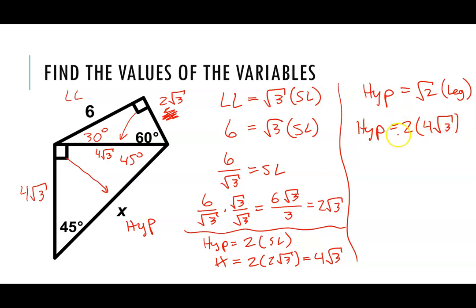Hypotenuse equals 2 times, the leg here is 4 square root of 3. Oh, sorry, not 2 times. Square root of 2 times 4 square root of 3. Just like before, roots can multiply by roots. So the square root of 2 times the square root of 3 would give square root of 6, and the 4 would remain on the outside. So x equals 4 square root of 6.